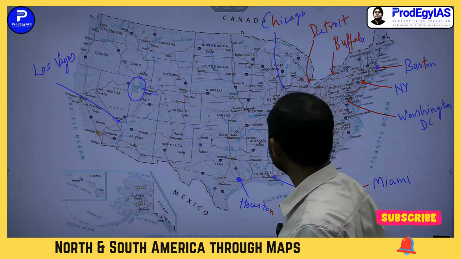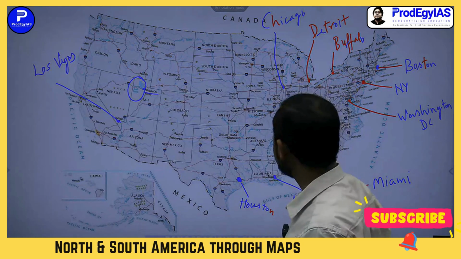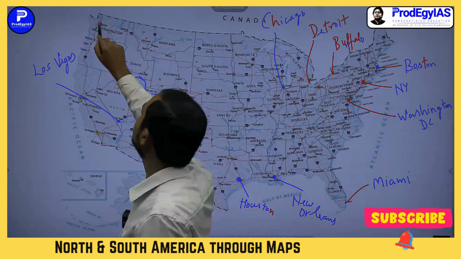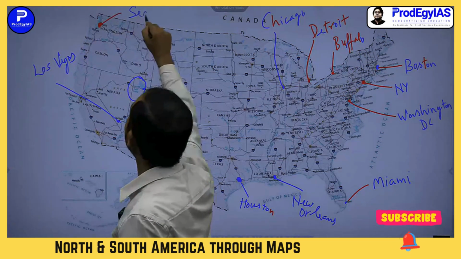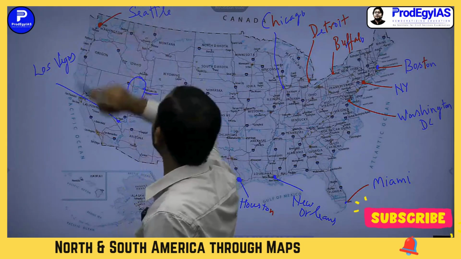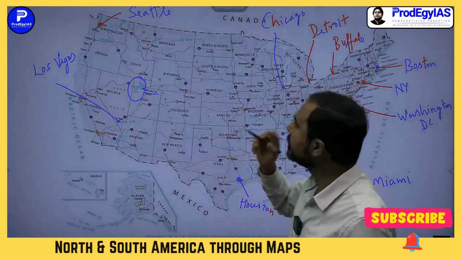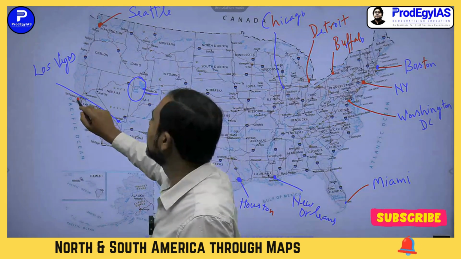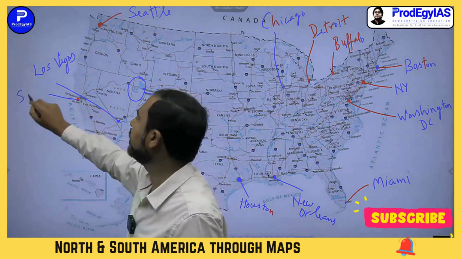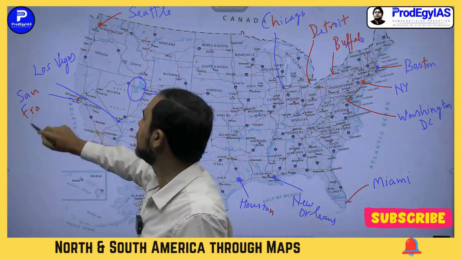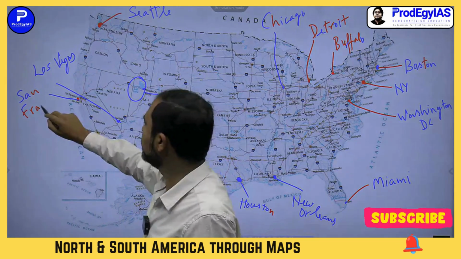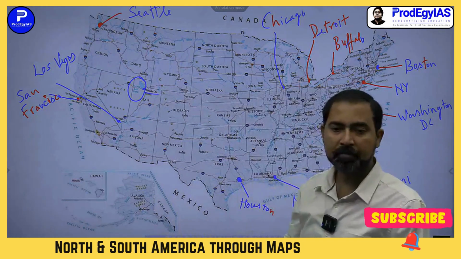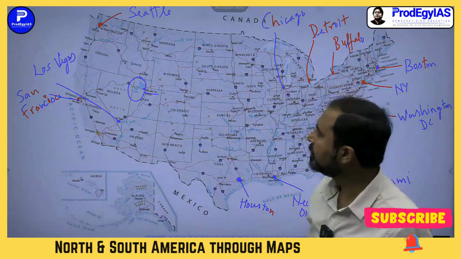Then yes, here Seattle, important city of Washington state. Seattle. Important for aircraft industries. San Francisco, you know that this is a coastal city, San Francisco. Silicon Valley. All the major telecom companies are there. San Francisco.